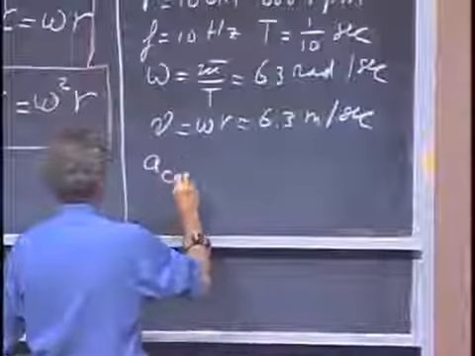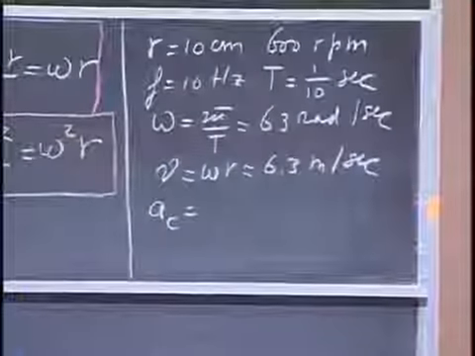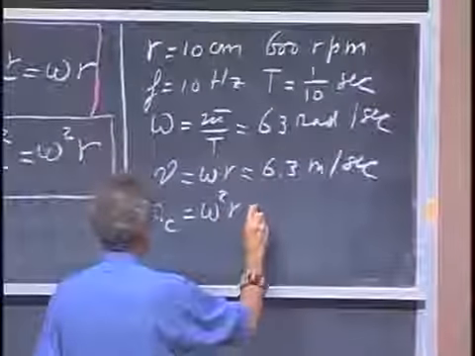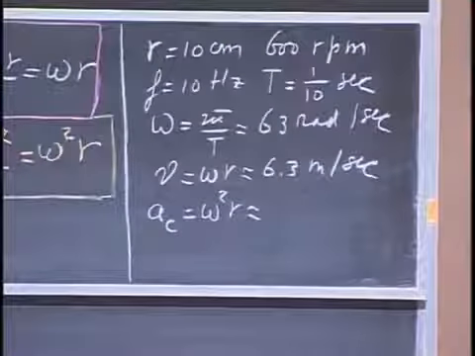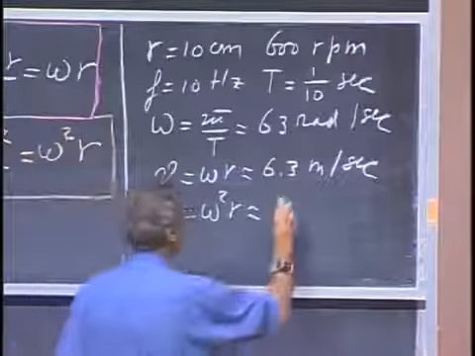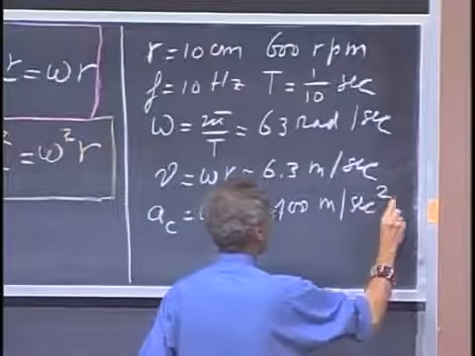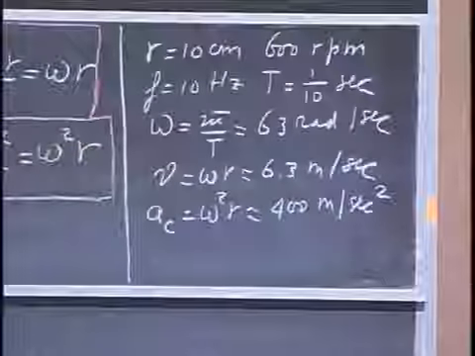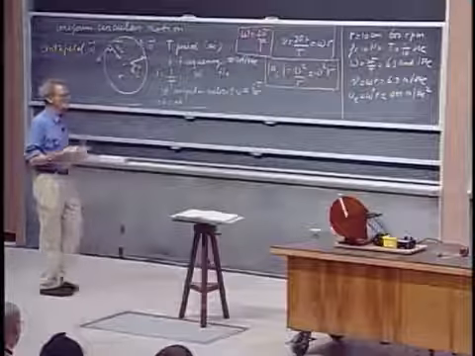The centripetal acceleration, and that's really my goal, would be omega squared r, or if you prefer, you can take v squared over r. You would get the same answer, of course, and you will find that that is about 400 meters per second squared. And that is huge. That is 40 times the acceleration due to gravity. It's a phenomenal acceleration, a simple vacuum cleaner.